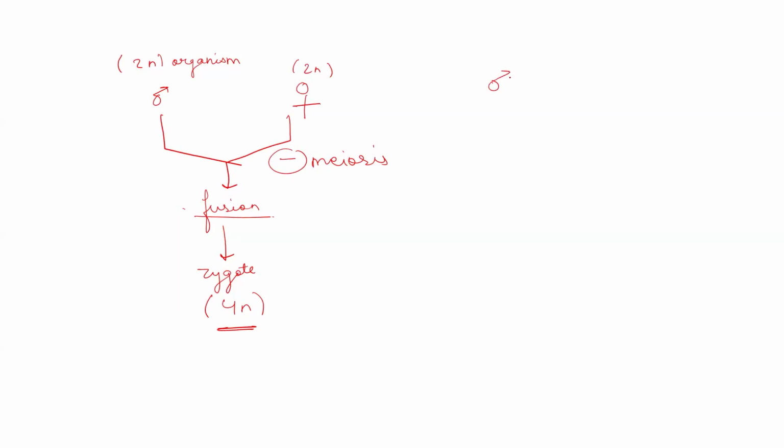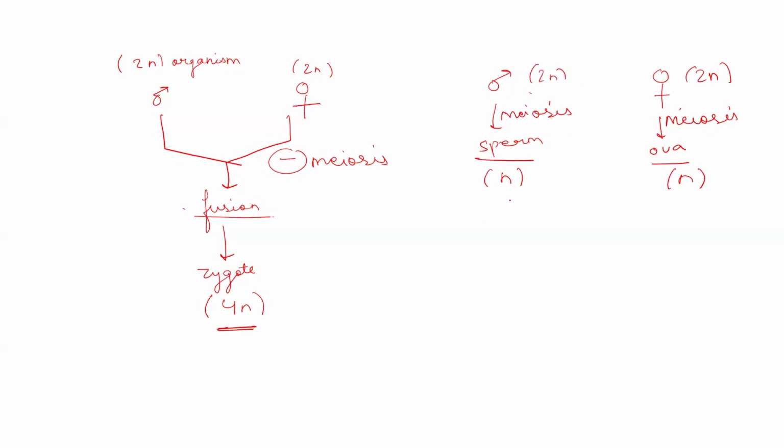When there is a fusion between the male and the female gametes, that is the sperm and the ova, during the formation of sperm and ova the process of meiosis takes place. That is, during gametogenesis, the process of meiosis happens, resulting in sperm and ova which have half the number of chromosomes of the organism. Now, upon fertilization of this sperm and ova, the fusion results in the formation of the zygote. This zygote will again be 2n in number.